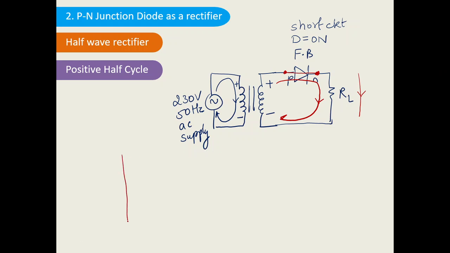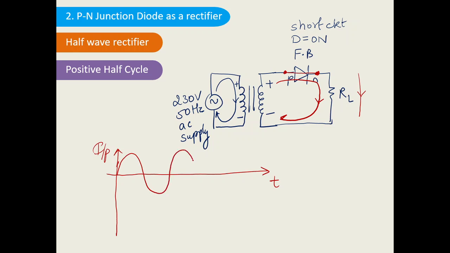Suppose I draw a waveform. This is time and this is the input. This is the wave. This is the positive half cycle, this is the negative half cycle, this is the positive half cycle, this is the negative half cycle, this is the positive half cycle.